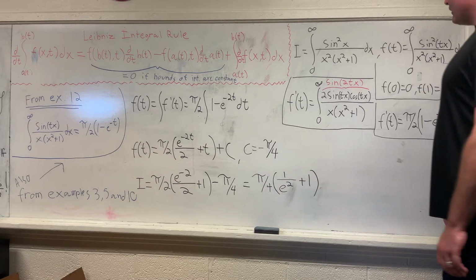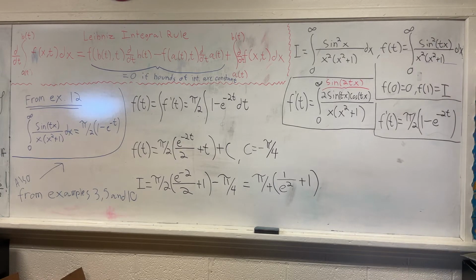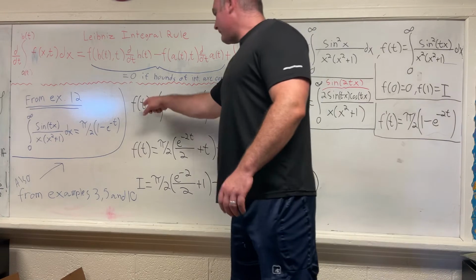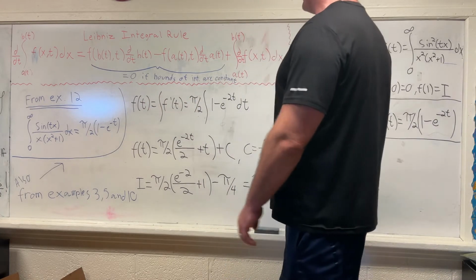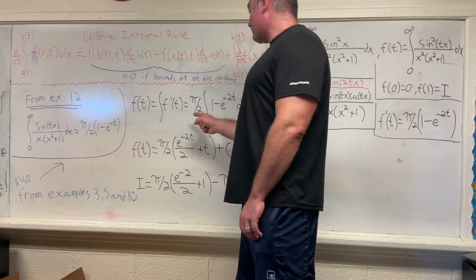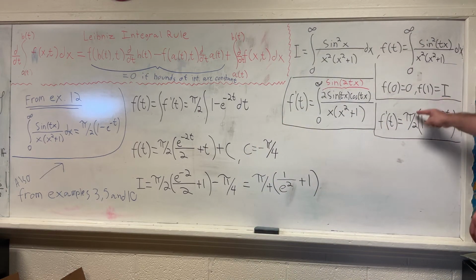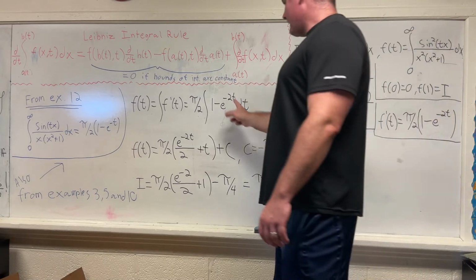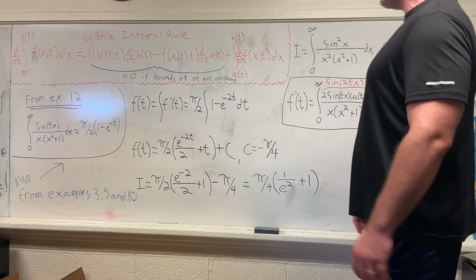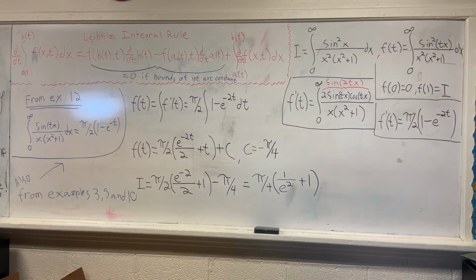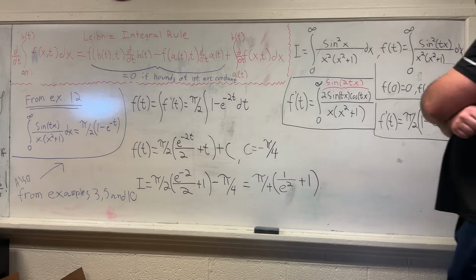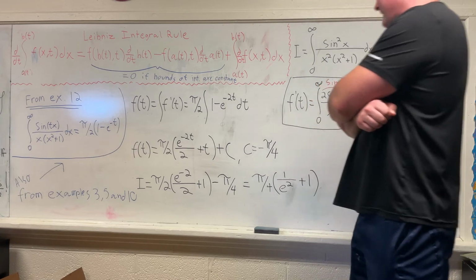So, we don't want f prime of t, we want f of t. But we know that f of t is equal to the integral of f prime of t, which in turn is equal to pi over 2 times the integral of this thing right here. And that's written right there. Evaluating that will give us that f of t is equal to pi over 2 times e to the negative 2t over 2 plus t plus a constant of integration. Plugging in f of 0 equal to 0 will give us that c is equal to negative pi over 4.